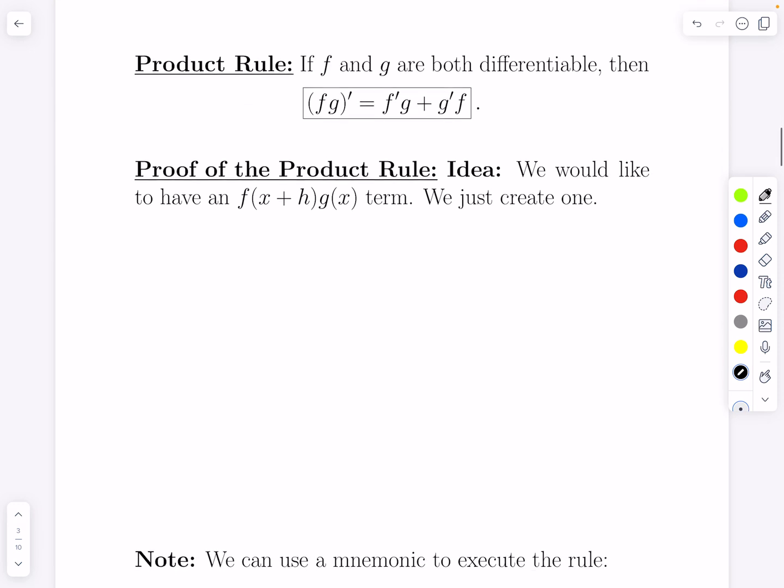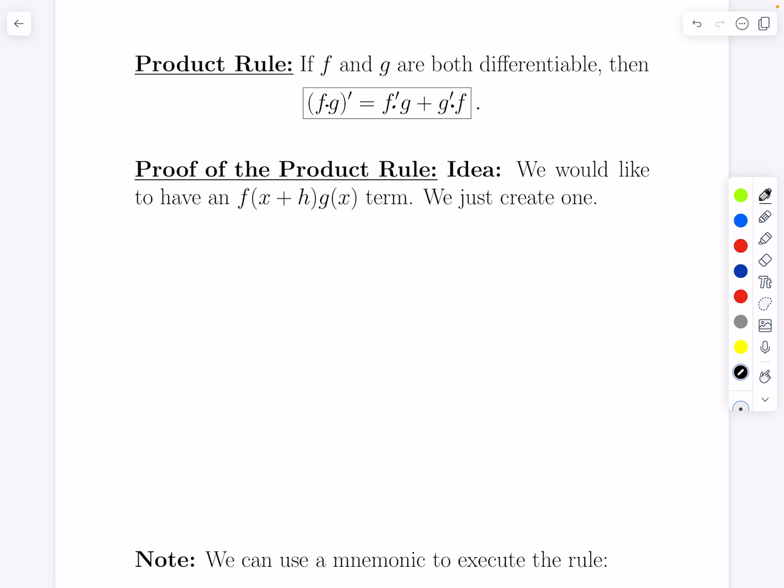And then it turns out if f and g are both differentiable, then the rule is f times g prime is f prime times g plus g prime times f. And there's a proof for that using limits. You can find this proof in the filled lecture notes. I won't do it here, but if you want to continue with Calc 2 and Calc 3, you should study this proof.